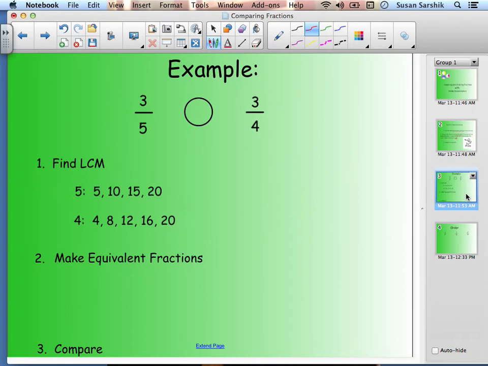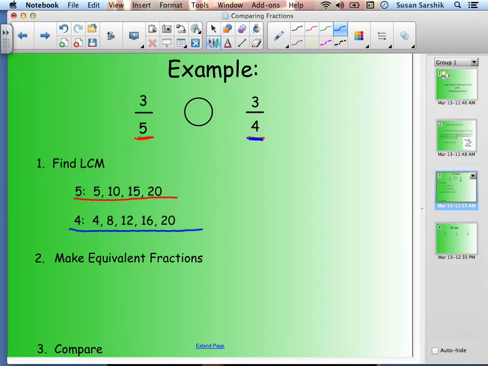So let's look at an example here. 3/5 compared to 3/4. How do we do this? Well, the first thing is we have a definite case of unlike denominators. So we need to first find the LCM. We look for and list multiples of 5. You all know how to count by fives, 5, 10, 15, 20. Then we look at our 4 and we list multiples of 4.